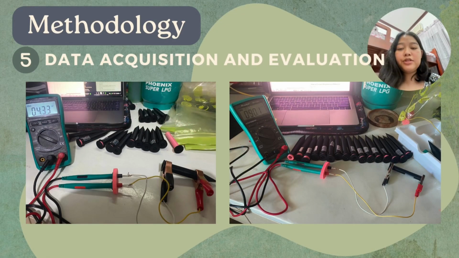Data acquisition and evaluation began with measuring the electrical resistance of the printed electrodes to assess their conductivity. The resistance was recorded in kiloohms as illustrated in the accompanying pictures. The 3D printed anode and cathode were measured using alligator clips attached to a multimeter. This method allowed for accurate readings of the electrode's conductive properties, providing essential data for evaluating their performance.